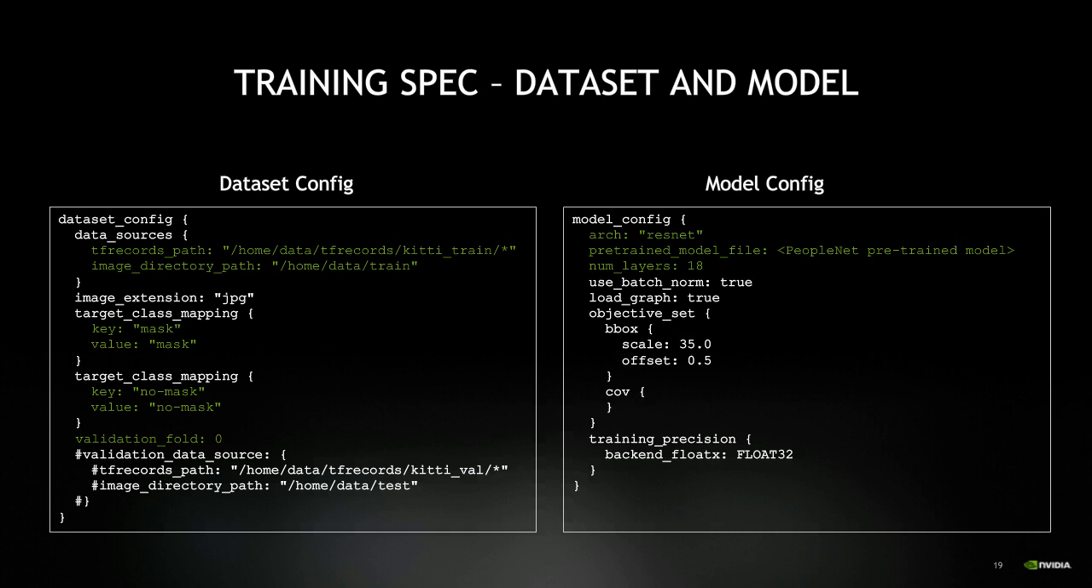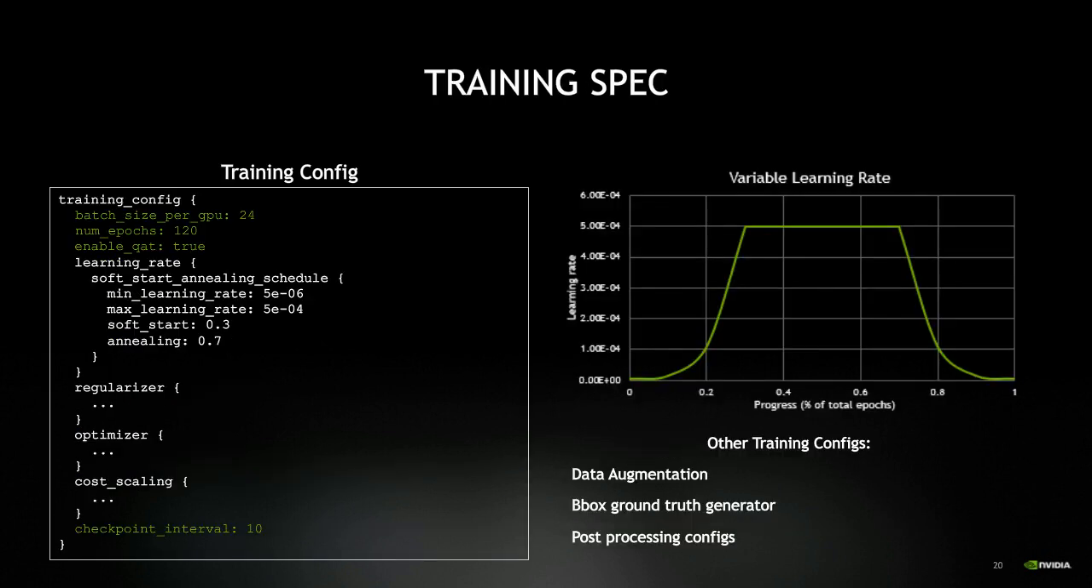The pre-trained model file sets the pre-trained weights to start training. If you're using the same spec file for retraining after pruning, just change the location of the pre-trained model to point to the pruned model. The other important config is the training config.